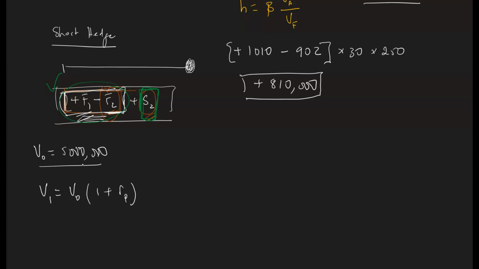Now, it is a portfolio of assets, so we can find the return on the portfolio of assets. The return on the portfolio of assets is equal to the risk-free plus the beta of that portfolio multiplied by the return on the market minus the risk-free. That is our capital asset pricing model.